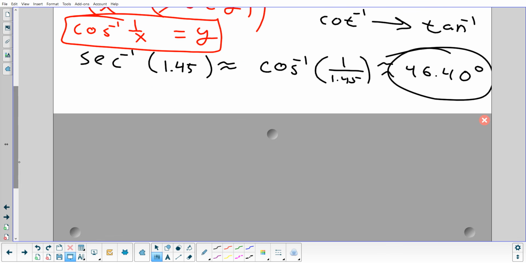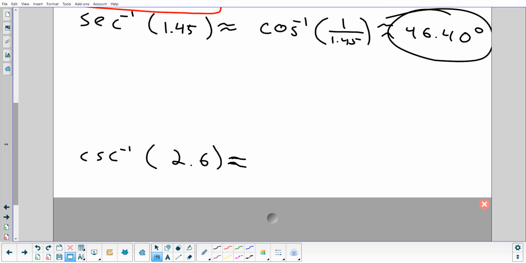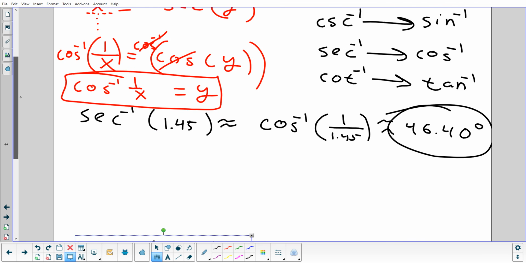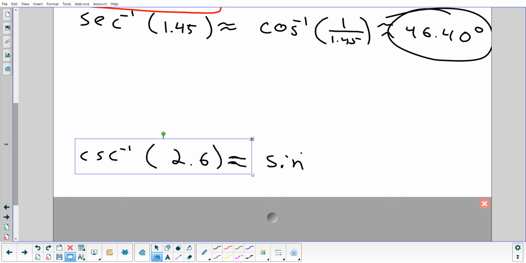All right, try another one of those. Inverse cosecant of 2.6. All right, first question. Is 2.6 a number that comes up in the table? No, so can't use the table. All right, fine, we have to use a calculator. Do we have a button that says inverse CSC? No, so we have to change it. What does inverse cosecant change into, so you can do it on the calculator? Yep. Inverse sine.